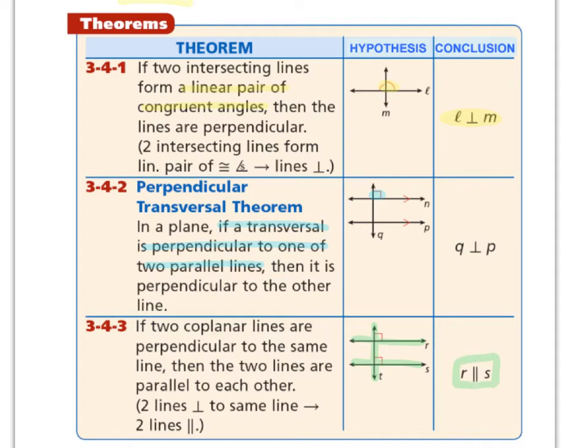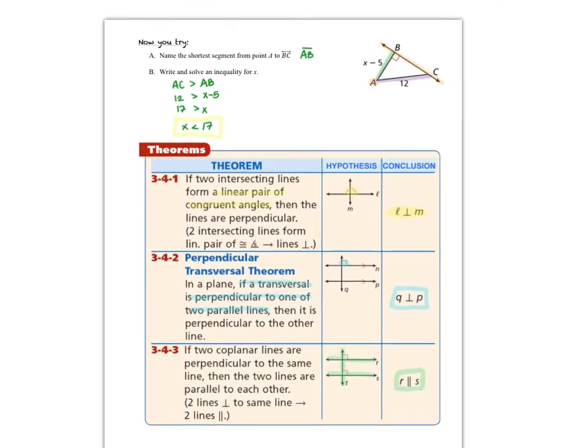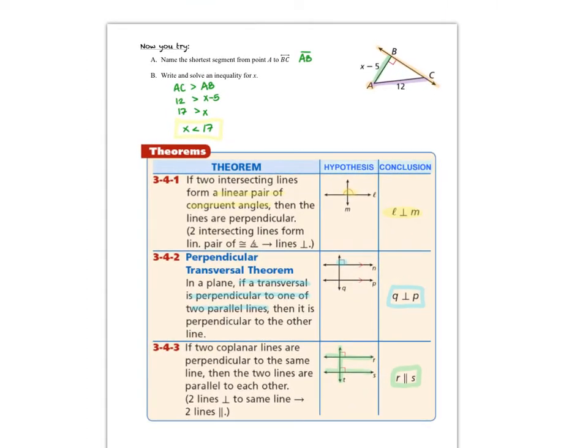So depending on what you're trying to prove, you're going to use different theorems. These three theorems, of course, are going to be on the theorem sheet that you get. But we're going to try out now using these new theorems on a proof on the next page.